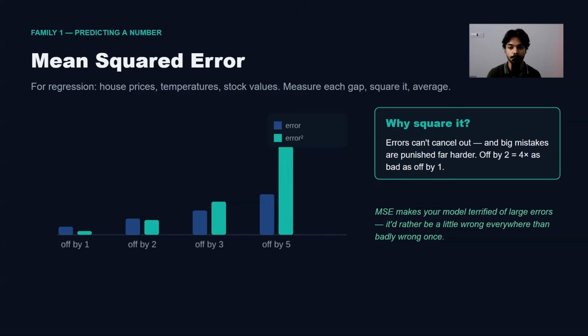Second, and more importantly, squaring punishes big mistakes much harder than smaller ones. Being off by 2 isn't twice as bad as being off by 1.